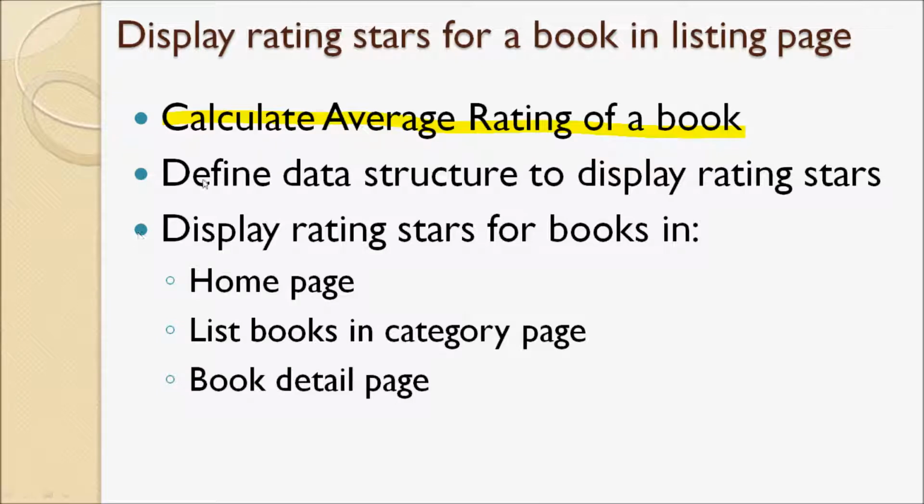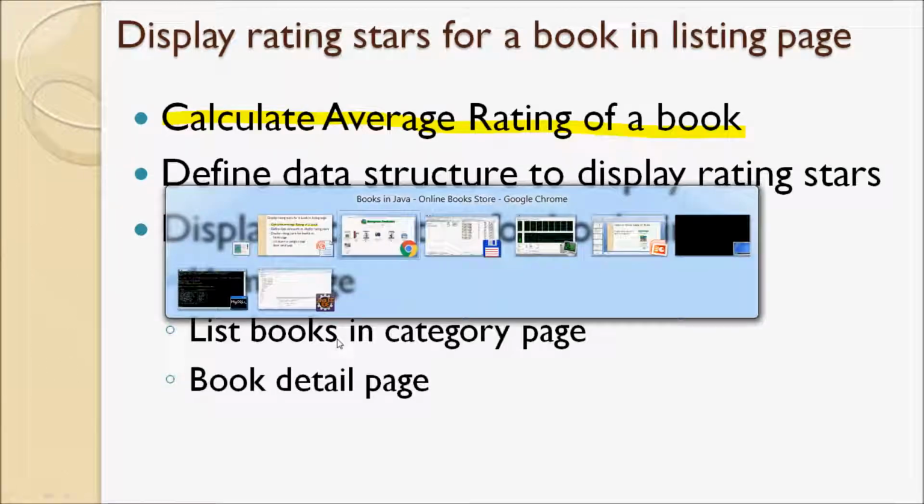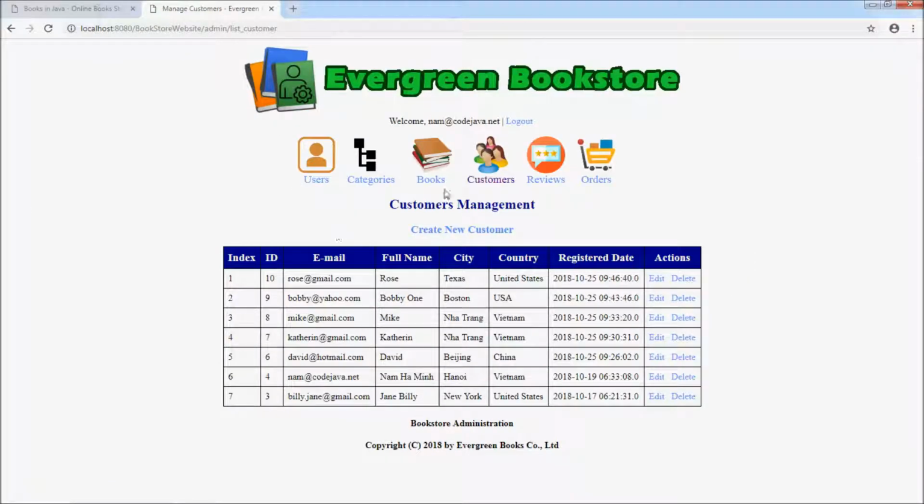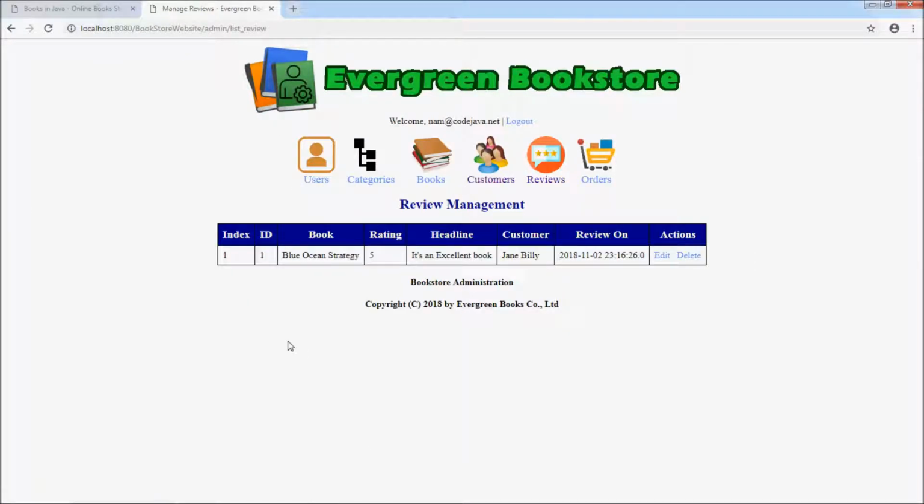So we write code to calculate the average rating of a book with a unit test. In the admin section, reviews here, you see we have only a review for the book Blue Ocean Strategy, and we will run a unit test in the BookDAOTest class to add more reviews to the review table, so we can test the calculation of average rating correctly.